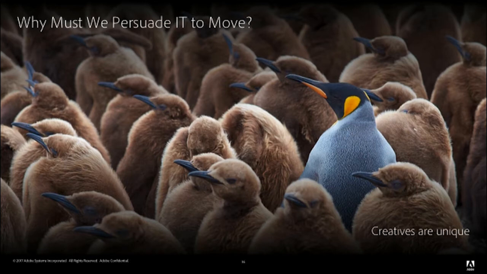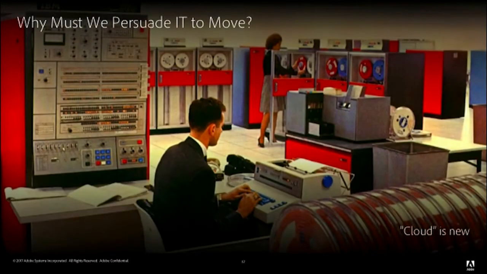So IT is not always thinking, they're thinking about the holistic whole, but might not be thinking about us, right? Another reason that they might not want to move is because cloud is new, right? This is like IBM 1962 mainframe, right? This whole notion of the on-premise data center, right? That model was dominant since the 60s, and this whole idea of cloud has really only gained prominence in like the late 1990s, early 2000s.